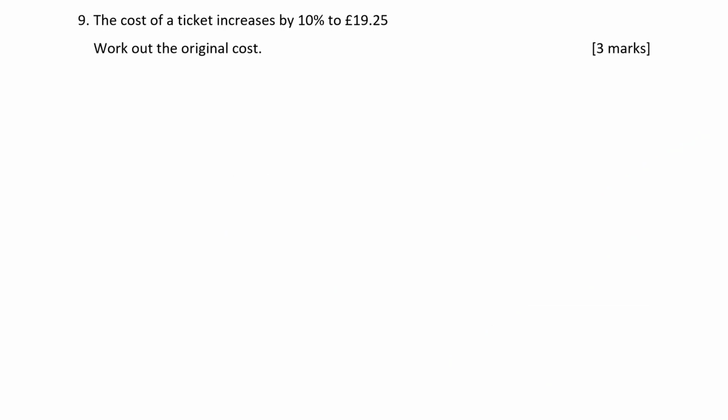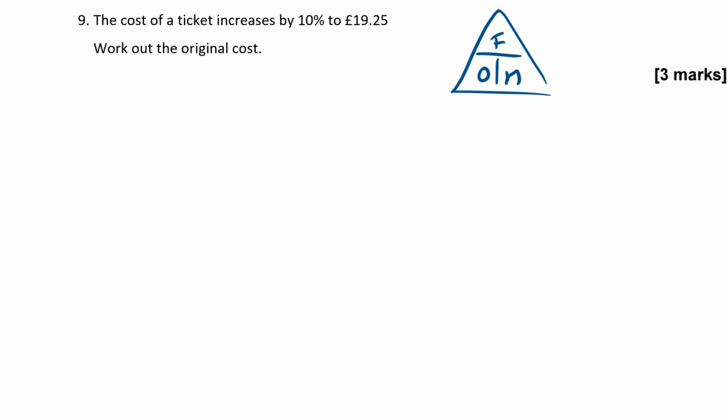Question 9. The cost of a ticket increases by 10% to £19.25. Work out the original cost. Okay, now I always do my percentage questions using this triangle: final, original, multiplier. You just cover up the one that you want to find, and that will give you the equation that you need.